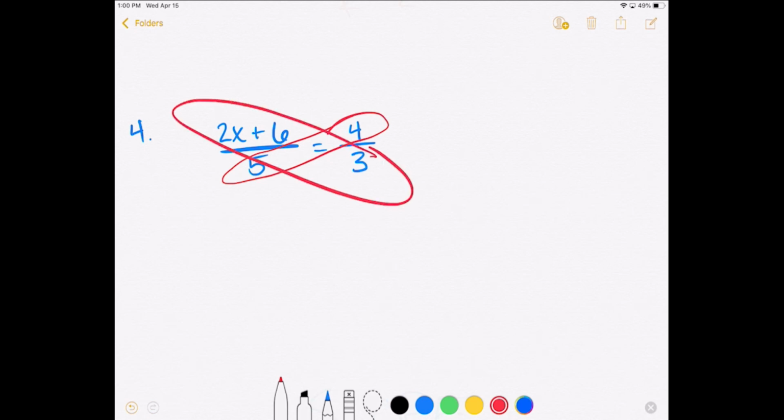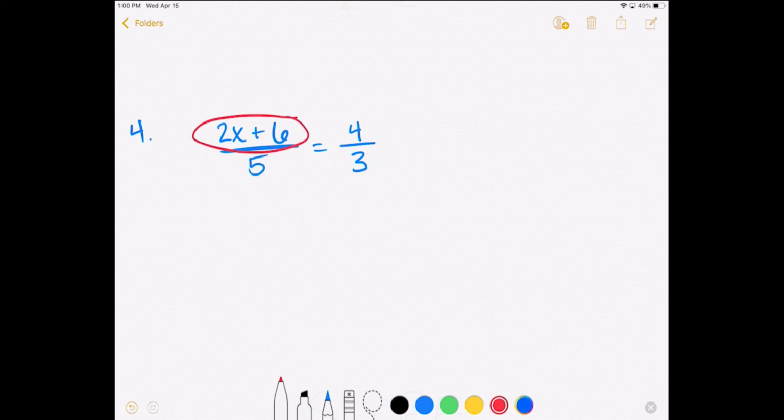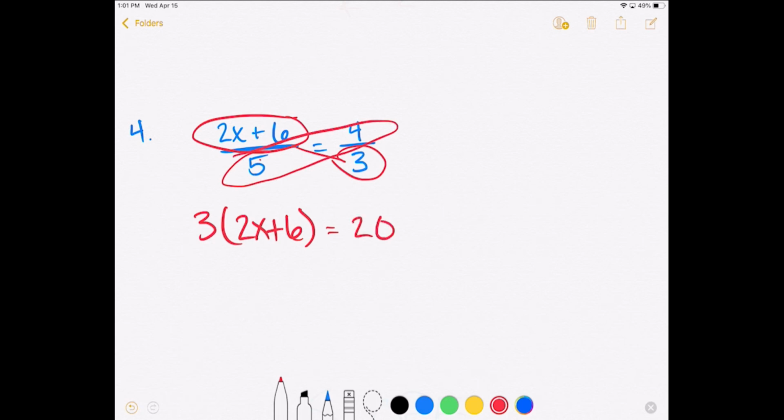So when I do this 2x plus 6, and I'm going to multiply it by 3, I need to write the 2x plus 6 in parentheses, okay? Because it's not just one thing. It's a 2x plus a 6. It's two things. So we got to put it in parentheses. And then 5 times 4, well, that's just 20. Okay, so we're going to cross multiply both sides of the equation as a fraction.